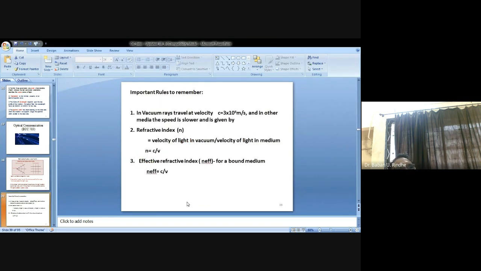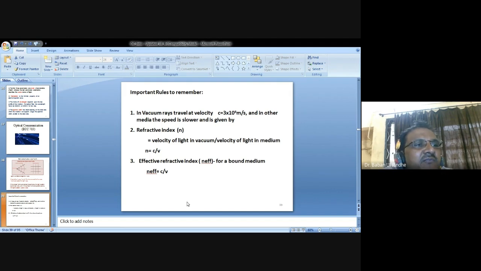Then the important rules to remember: in vacuum, rays travel at velocity 3 × 10^8 meters per second. In a vacuum, rays travel with the velocity of light, c = 3 × 10^8 meters per second. And in other media, the speed is lower and is given by the refractive index, and the effective refractive index.